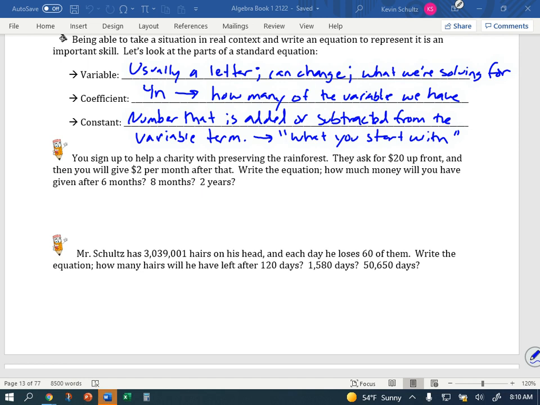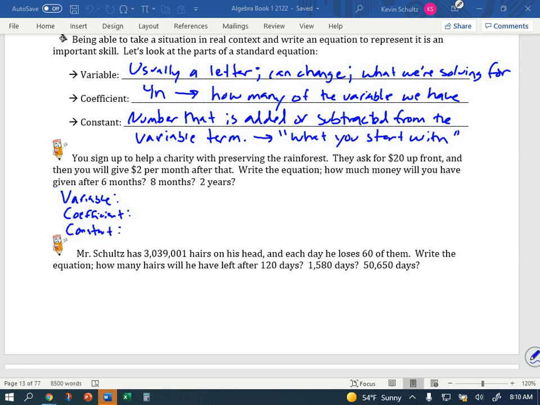It says, you sign up to help a charity with preserving the rainforest. It's noble. They ask for $20 up front, and then you will give $2 per month after that. Write the equation, and how much money will you have given after 6 months, 8 months, and 2 years? Okay? So let's run through what is our variable, what is our coefficient, what is our constant?